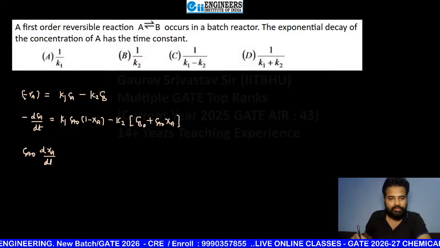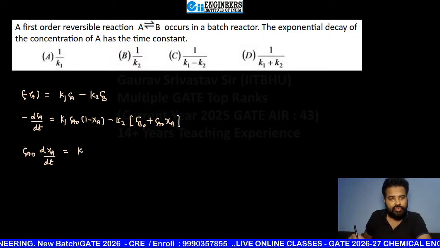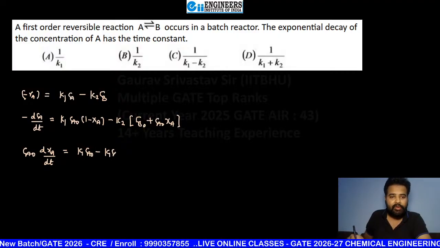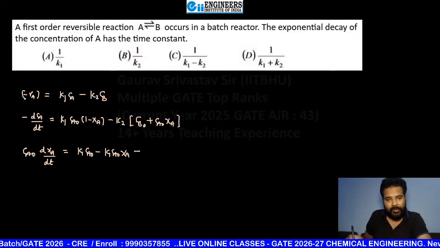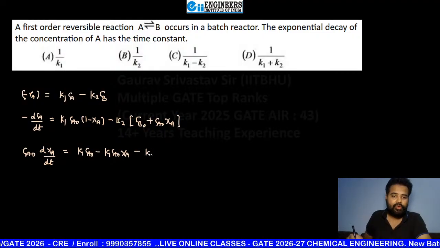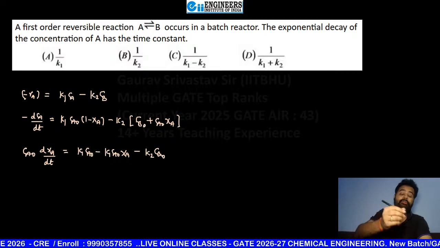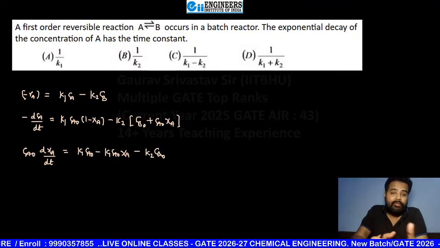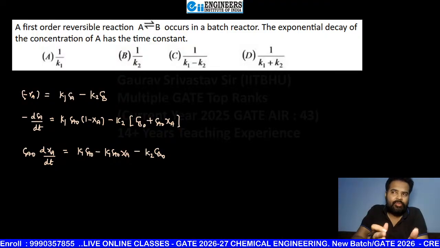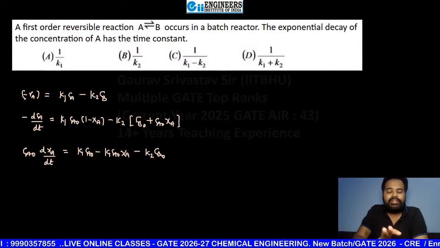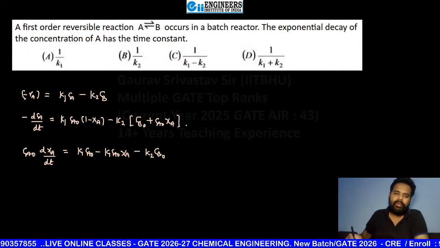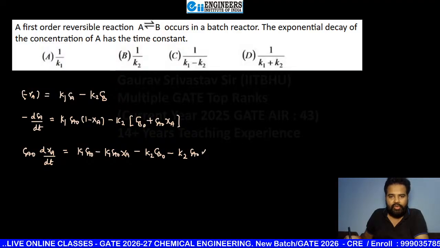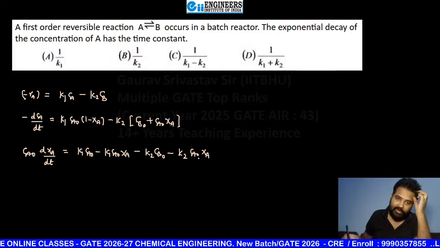dXa by dt, that becomes equal to K1 Ca naught, and open this bracket, beta, so it will come K1 Ca naught Xa, minus, open this bracket also, K2 Cb naught. Previously we assumed something taken as common, like Ca naught taken common and Cb naught by Ca naught assumed as just some constant capital. This time I'm not going to assume, I am just going to open this bracket immediately. So it can be written as K2 and now Ca naught Xa. Very, very easy.